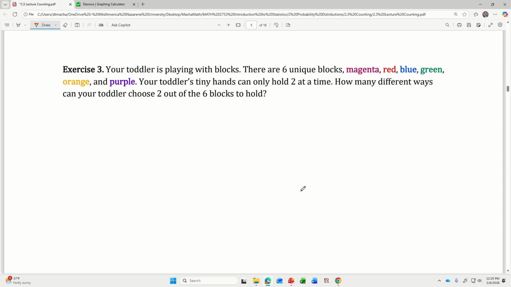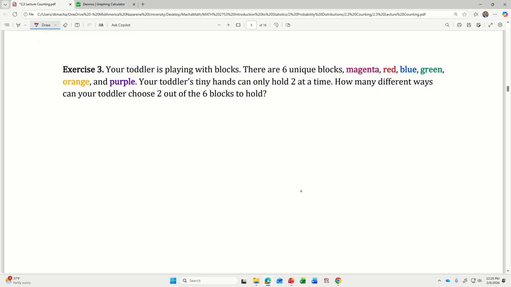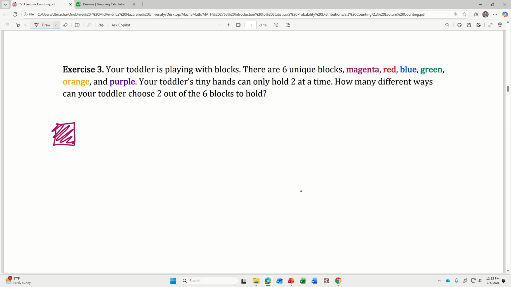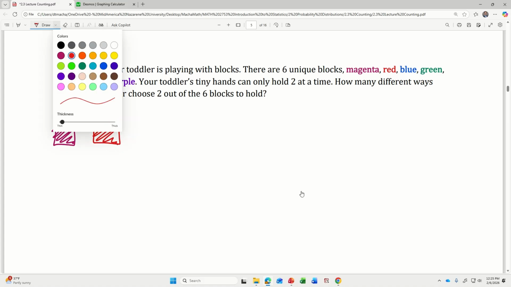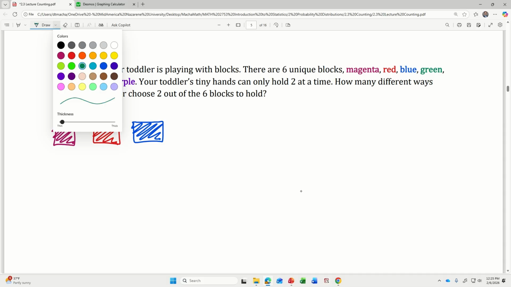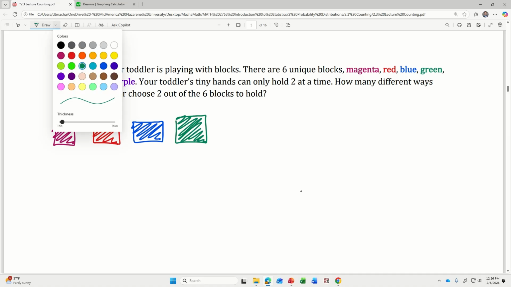Okay, this is a different type of question, so I want you to think about it before you answer here. But it says, your toddler is playing with blocks, and there are 6 unique blocks. The blocks are magenta and red and blue, green, orange, and purple. Your toddler's tiny hands can only hold 2 at a time, so 1 in each hand, right?